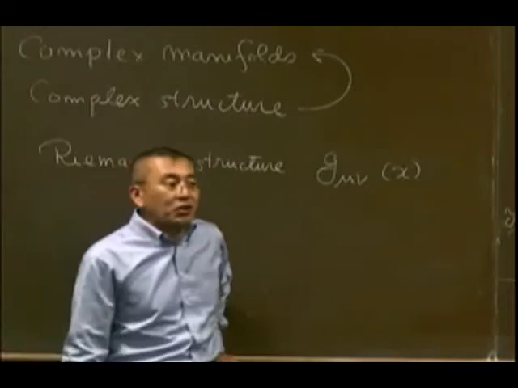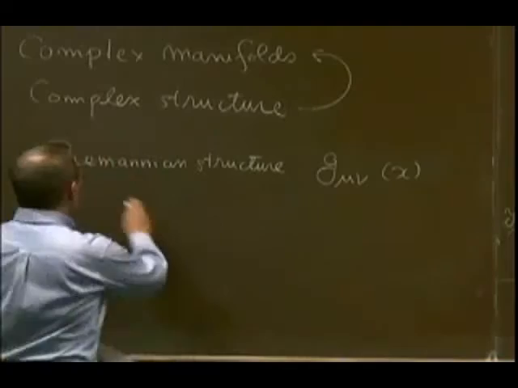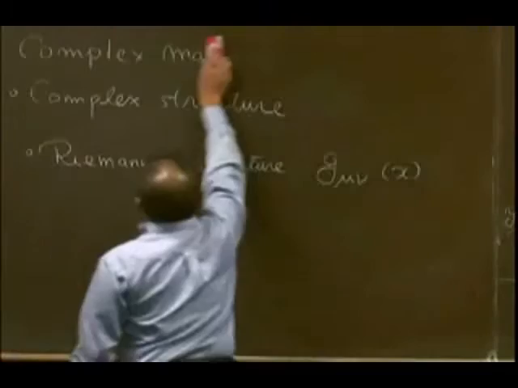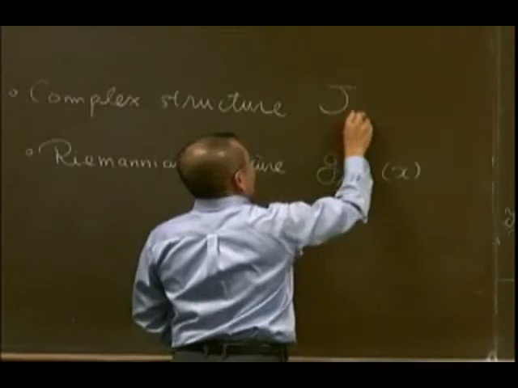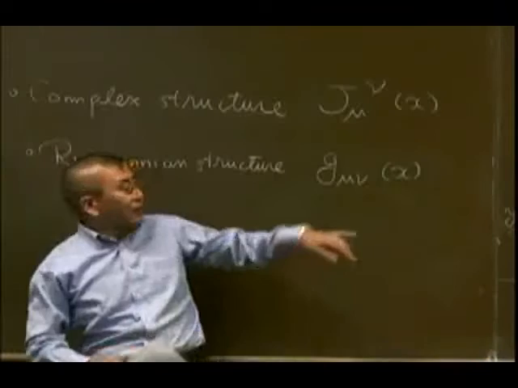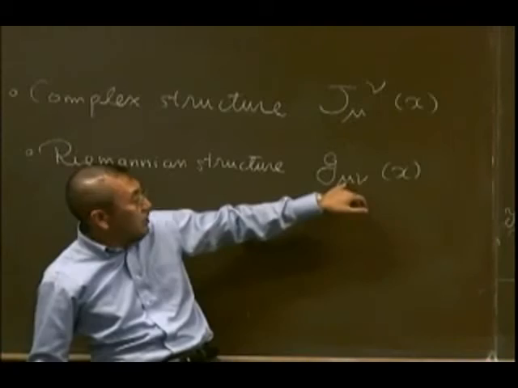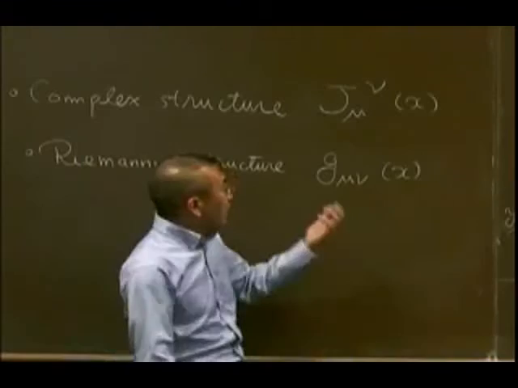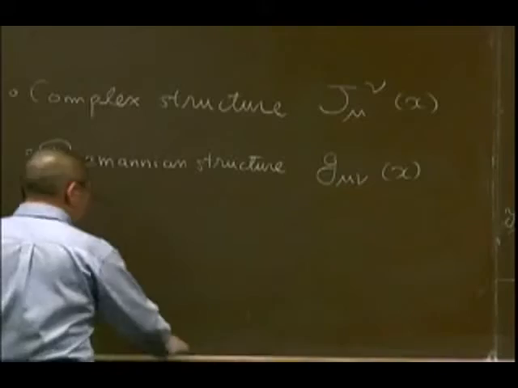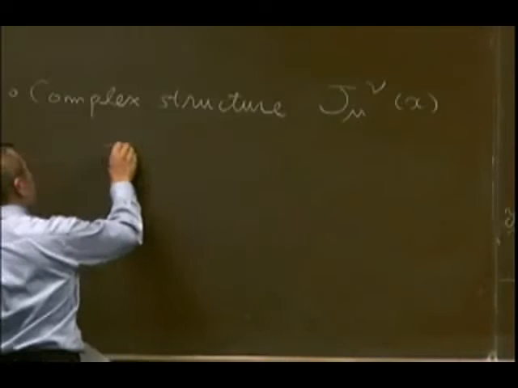So I'm going to take a similar strategy. I'm going to say that complex structure is defined by some kind of tensor field, but not this kind of tensor, some other kind, with mixed indices. In the case of Riemannian structure, you have tensors whose indices transform just like one-forms, two-index, and symmetric. But here you have this kind of mixed tensor. And moreover, I require that this tensor J satisfy this identity.